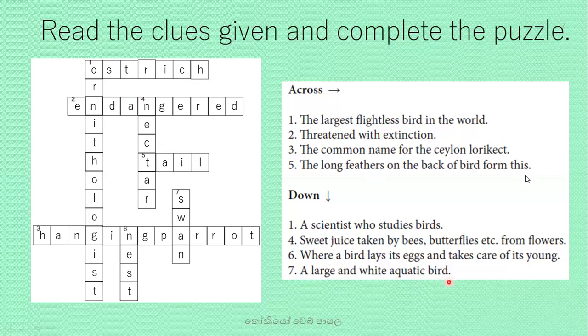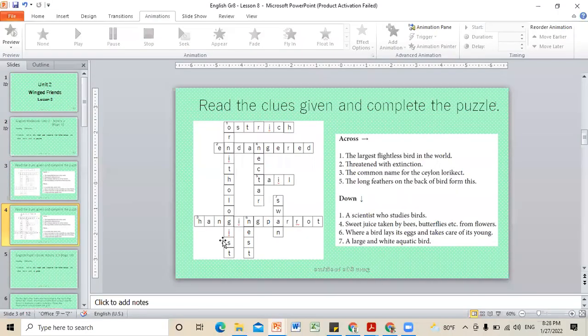Common name for Ceylon lorikeet. It is hanging parrot and long feathers on the back of bird from back of bird form this. It is the tail. And ornithologist, we know it. And nectar, nectar kiyanne malpani. And birds lay eggs in a nest. And swan is a bird who is large, white, and he is living around water, right? So I hope you understand all these words, right?